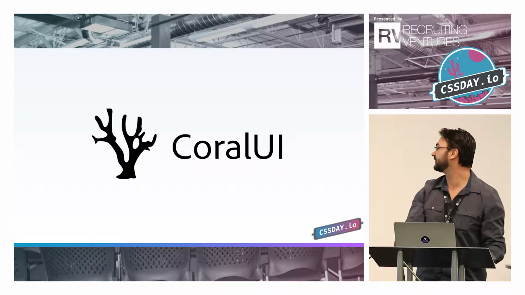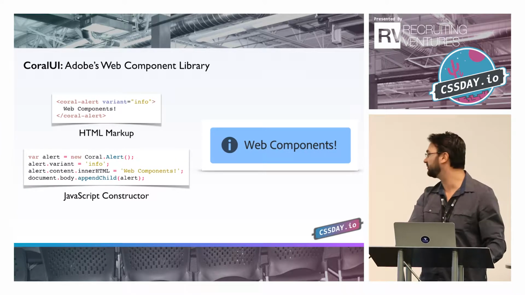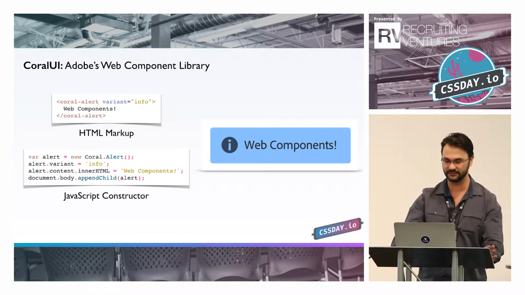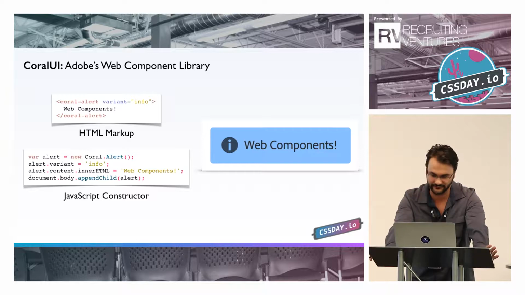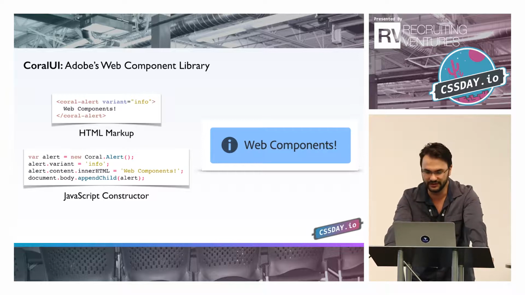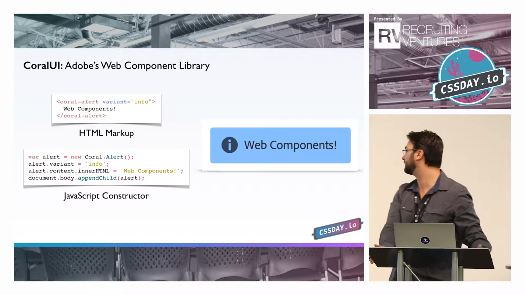So that UI library is called Coral UI. Because it's built with custom elements, every Coral component is just an HTML element. This gives us the ability to create instances of components from markup or with the JavaScript constructor, and it lets us treat them like any other native element. So we can set properties and attributes, we can append them to the DOM, etc. It's basically what we've always wanted.